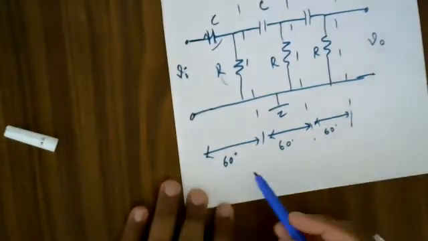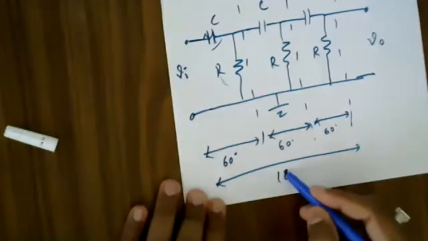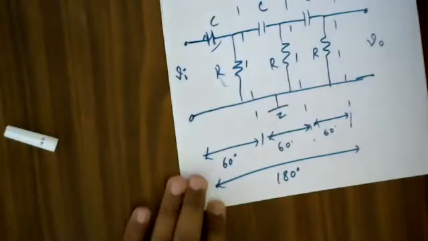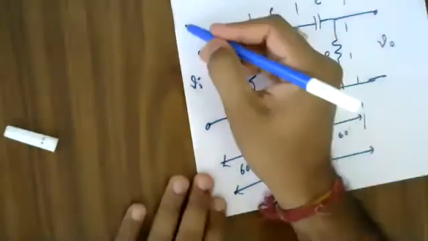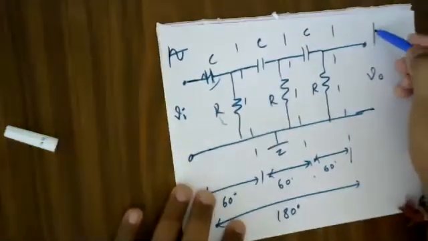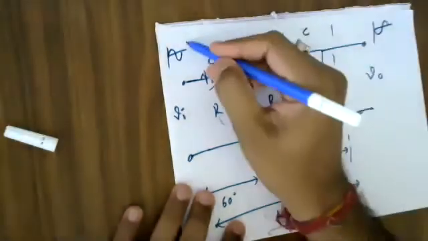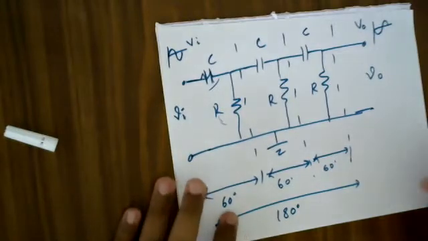Okay, now when I add this totally, 60 plus 60 is 120, 120 plus 60 is 180 degrees. So this is how the entire circuit is going to provide me a phase shift of 180 degrees. Okay, is it clear to you? It simply means that if I apply an input voltage like this, my output will be phase shifted by 180. If this is my input signal, then this will be the nature of my output.